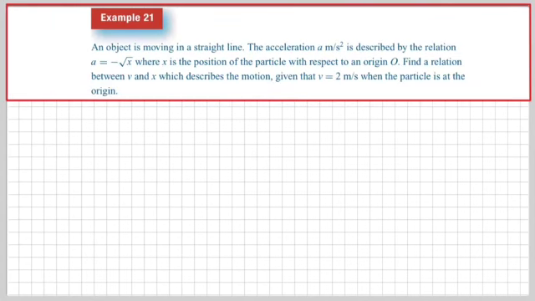Okay, off we go. Now, an object is moving in a straight line. The acceleration this time is described by the relation in terms of x now, right? So you get the radar up and you say, what are the boundary conditions given in terms of? Where x is a position, yes. Here we are. Given that v is 2 when the particle is at the origin, no problem. See, there's no time there. Look, v is 2 when x is 0. So that's non-time boundary conditions.